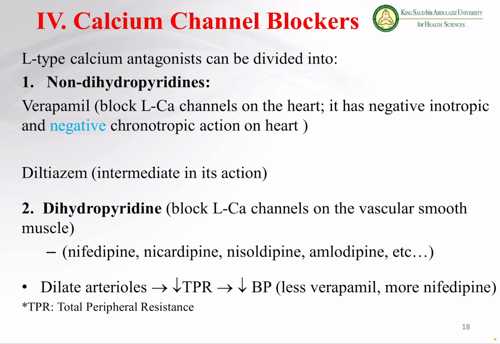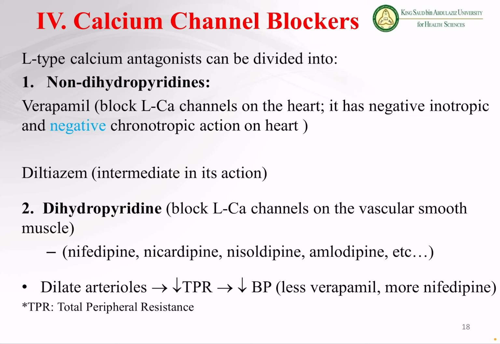Inotropic is related to contractility. If I say positive inotropic, that means increased contractility of the heart. Contractility means that when the heart muscles contract, they start pumping the blood. So these are drugs that reduce the heart contractility, and that's where we use the word negative inotropic.